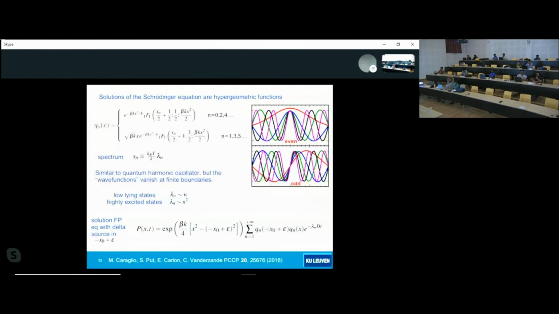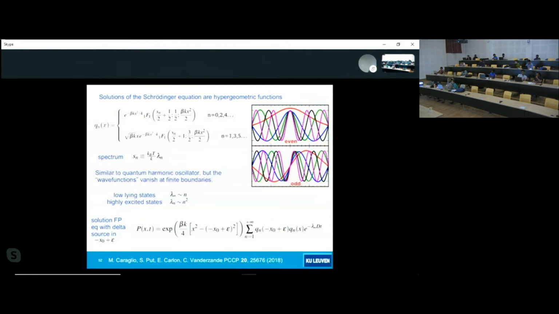Okay, now we have obtained the spectrum, and we start from our solution. We want an initial condition, a delta function in the source at minus x naught plus epsilon, and this is how it looks. And here we have a spectral decomposition. We can only write this because the Q of n are orthogonal to each other, as you do in quantum mechanics. Then every Q of n evolves with the corresponding eigenvalue, lambda of n.